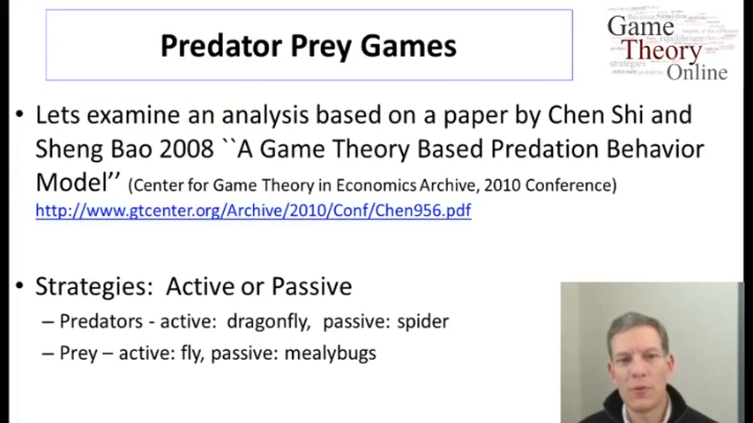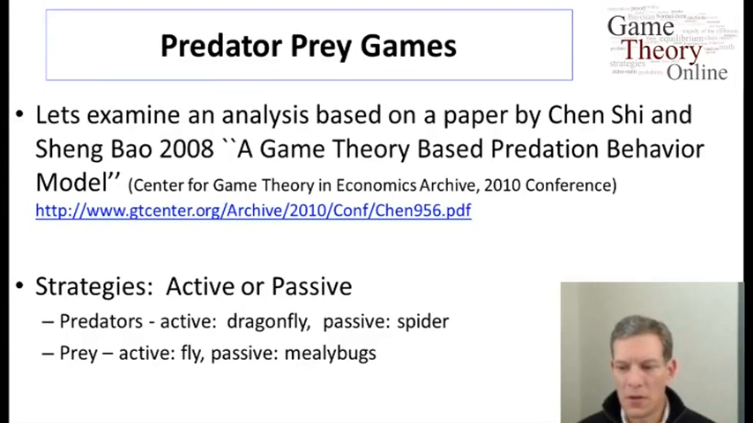The first example that we'll talk about is predator-prey games. This is an analysis that's based on a paper by Chen Shi and Sheng Bao in 2008. It's a very simple abstraction of strategies that might be used by animals, between predators and prey. Basically it's going to distill things into a very simple form of game where a player, a predator or a prey, can choose either to be active or passive.